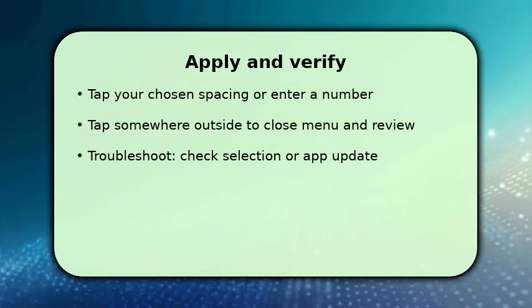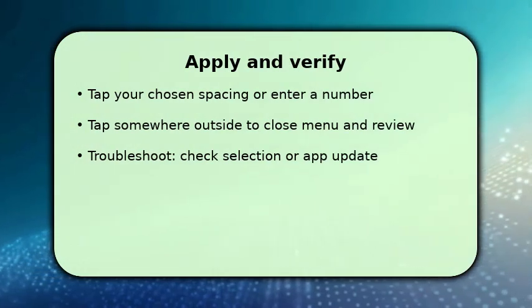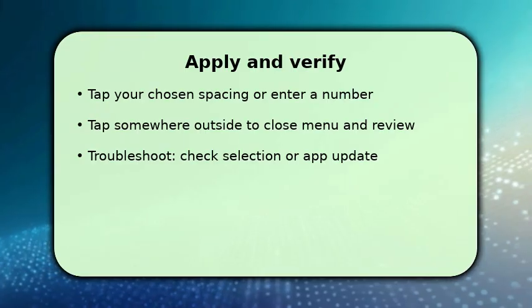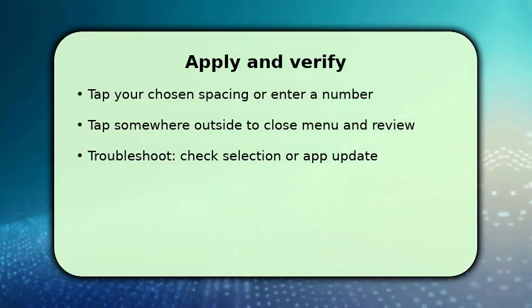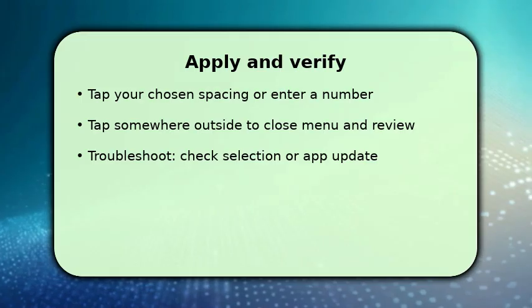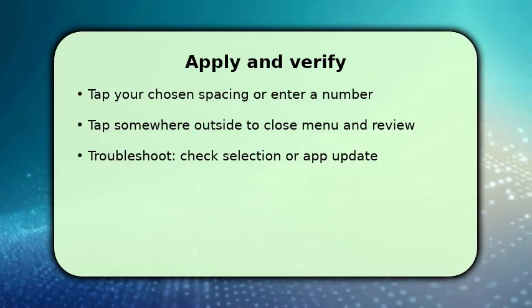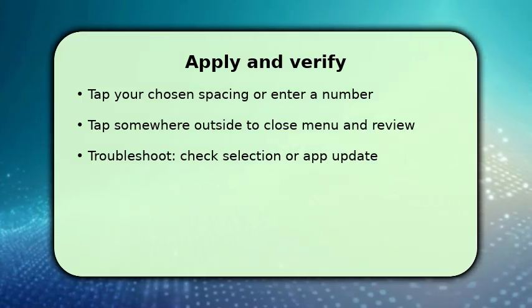After picking a preset or entering a custom value, tap to apply and then tap outside the menu to close it. You should see the spacing update immediately. Make sure to scroll through the document to verify consistency and reselect any additional sections that need the same adjustment.